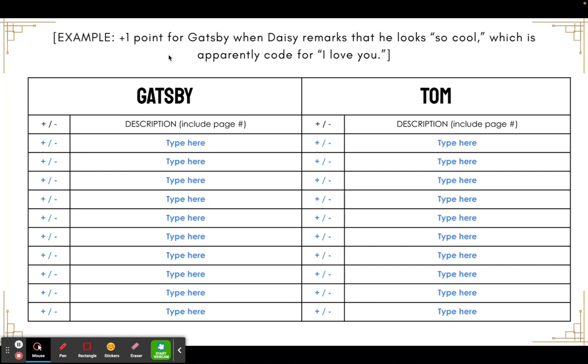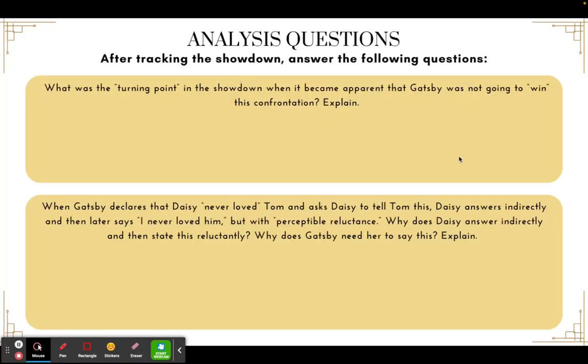An example would be plus 1 point for Gatsby when Daisy says, "He looks so cool," which is apparently code for "I love you," meaning like, oh, Gatsby kind of, it's a tug of war essentially, like who's winning Daisy in this situation. And then our analysis questions.